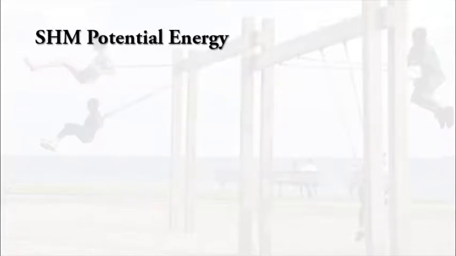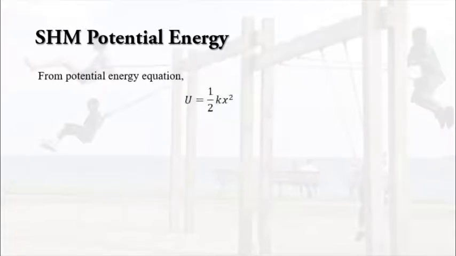For potential energy in terms of displacement, if you look at the equation itself, you have U equals half kx squared. This equation is already in terms of displacement x. So you can use this equation straight away to calculate the potential energy for simple harmonic motion if you are given k. Now, what if you are not given k?